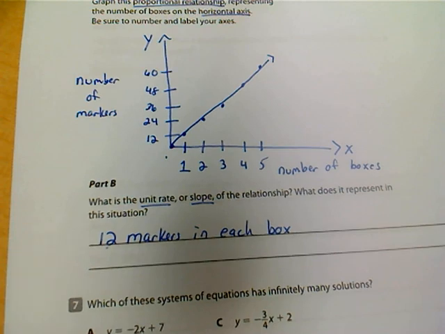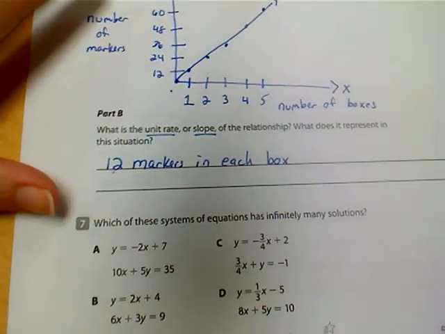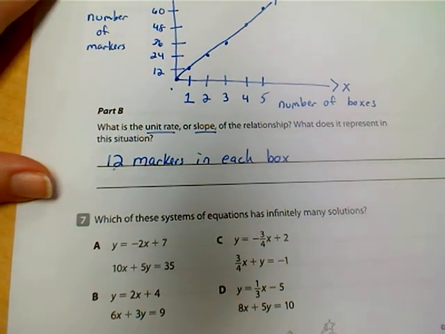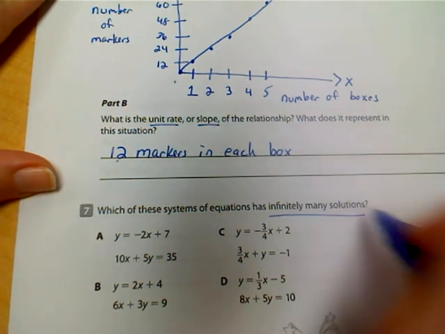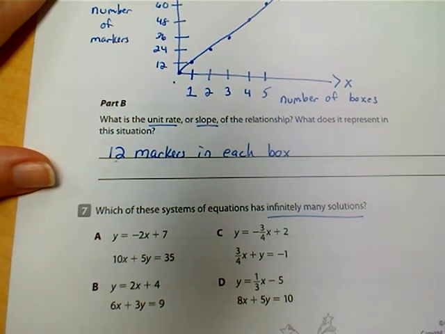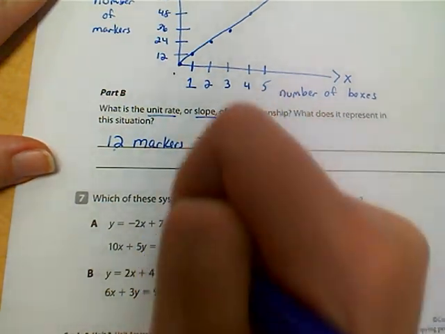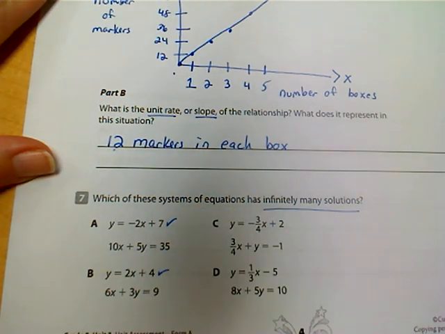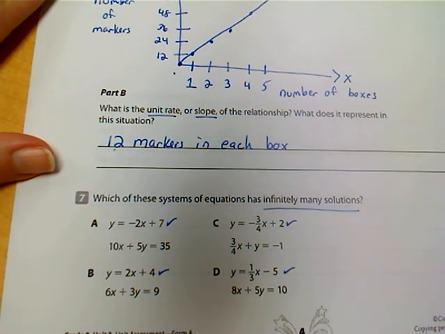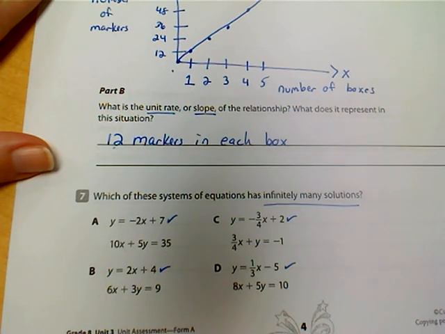Number 7. Which of these systems of equations has infinitely many solutions? Infinitely many solutions. Well, we got to go back to slope-intercept form. This one's in slope-intercept form. This one's in slope-intercept form. That one's in slope-intercept form. So basically, all the first equations are in slope-intercept form.